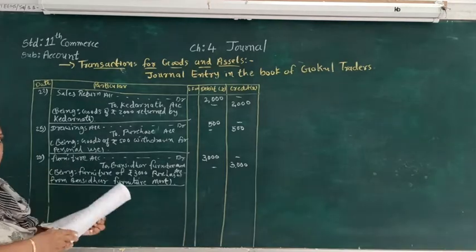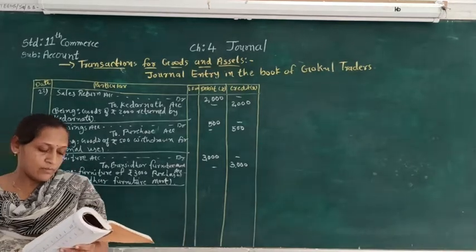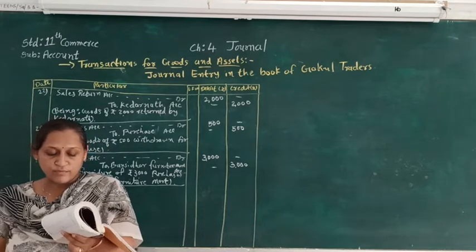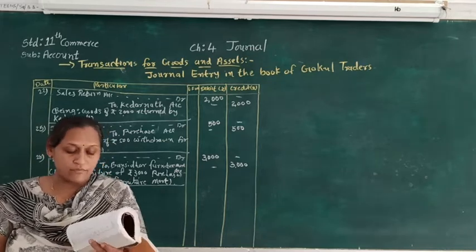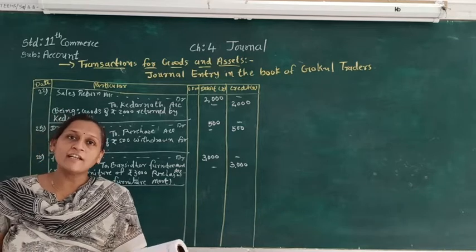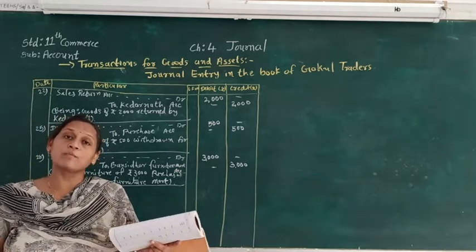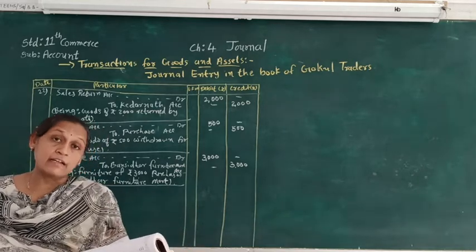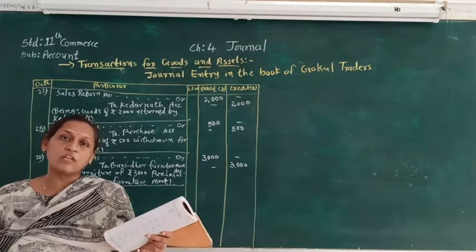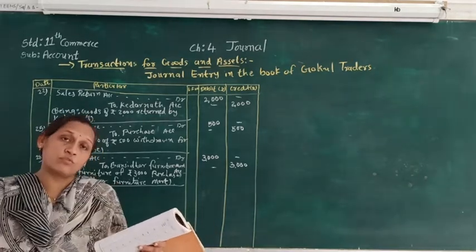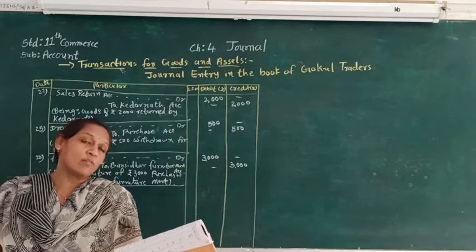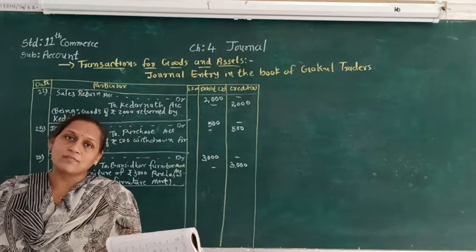And the last transaction is after adding 20% profit, goods of rupees 1000 sold to Chandni and carriage of rupees 50 paid on her behalf. So here goods was of rupees 1000 and 20% of that will be 200. So we have sold the goods of rupees 1200, and carriage we have paid in cash on behalf of Chandni. So Chandni is going to give us back. So Chandni account is going to be debit by 1250. To sales account it will be 1200, and to cash it will be 50.